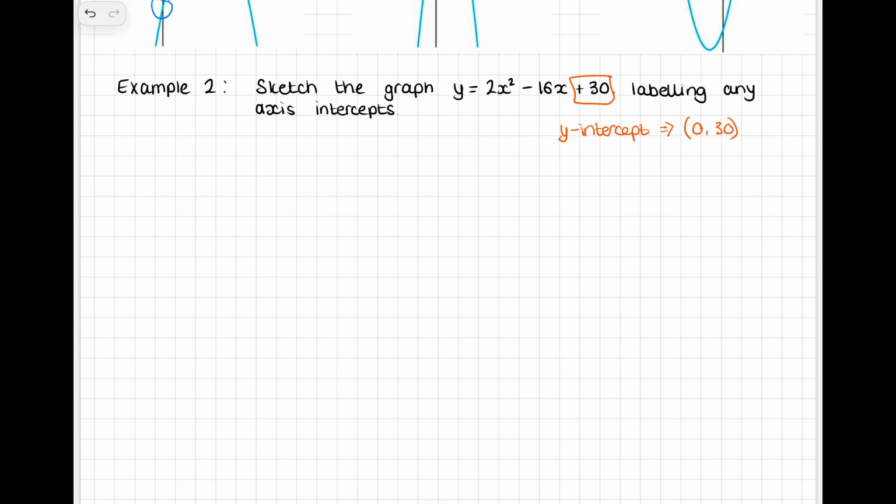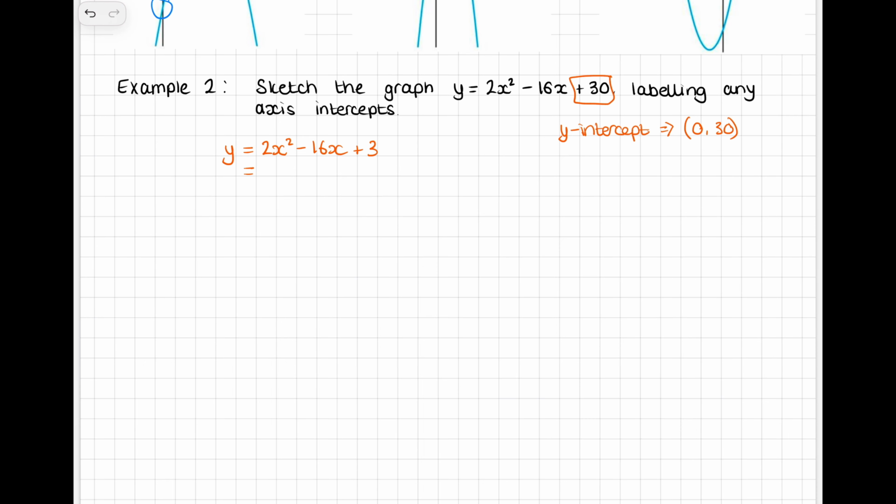Our x-intercepts, we need to solve this quadratic to be able to find those. We need to change the form into brackets. So if we have y equals 2x squared minus 16x plus 30, you need to solve this quadratic however you see fit, whether it's quadratic formula, completing the square, factorising. You've got to work out which method works best for you. This one though can be factorised.